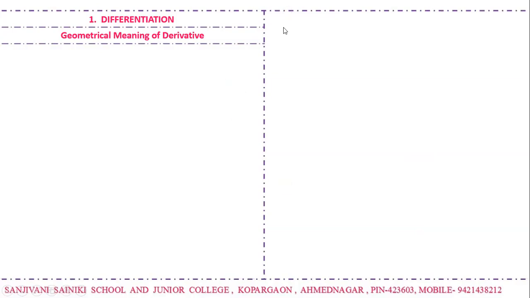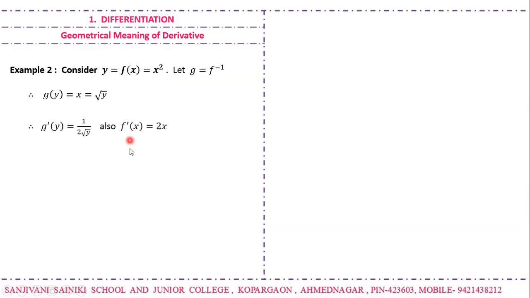So on this we will learn another example. y is equal to f of x is equal to x square. Let g be equal to f inverse. Therefore, g of y is equal to root y. You can calculate it. y is equal to x square, so taking the square root on both sides, you get x is equal to root y. This is nothing but the inverse of the given function.